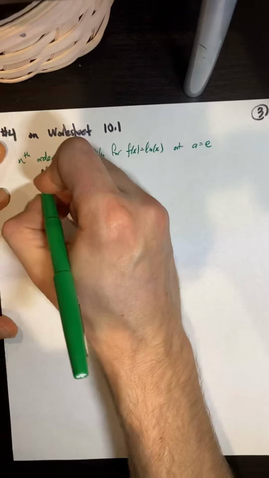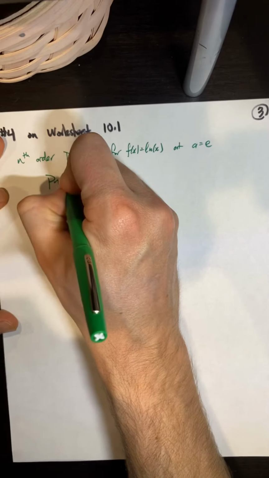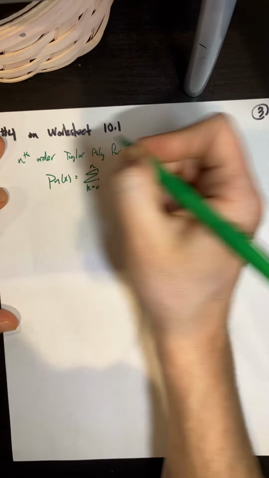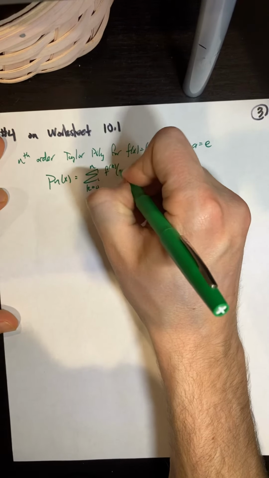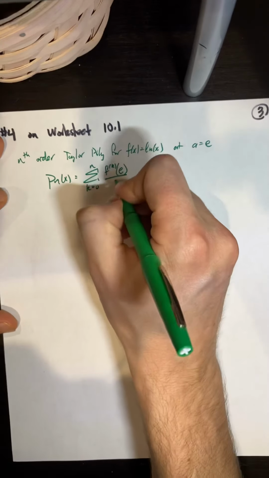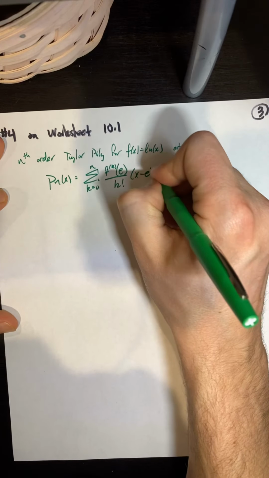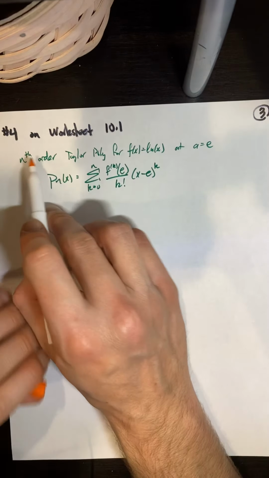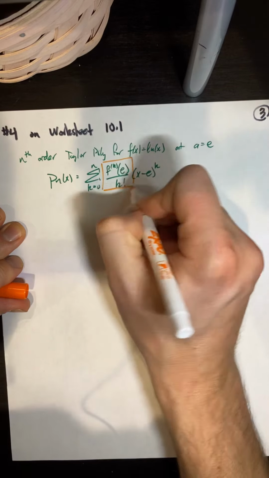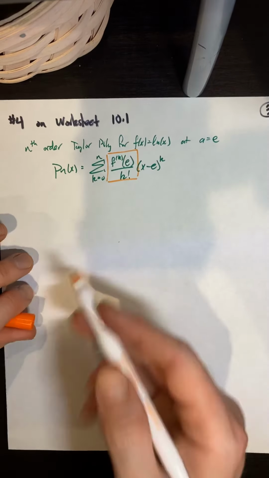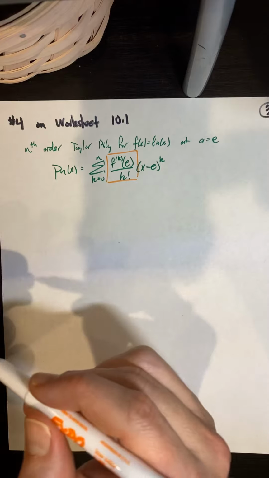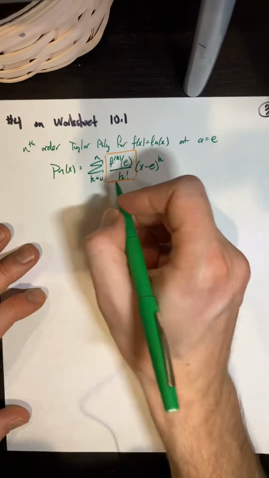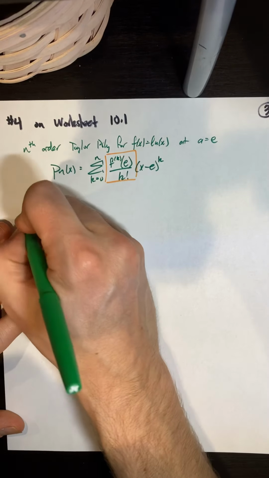Okay, so again, start with the actual definition. The nth degree Taylor polynomial is the sum from k equals 0 to n of the kth derivative evaluated at e over k factorial times x minus e to the k. So if I'm asking for the nth order Taylor polynomial, you have to find a general expression in terms of k for this kth derivative at e divided by k factorial. There's going to be a pattern.